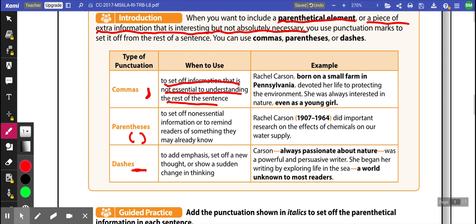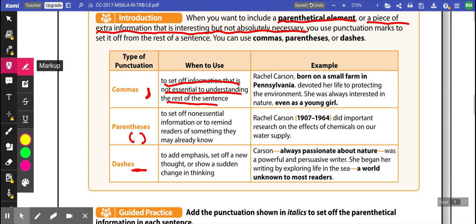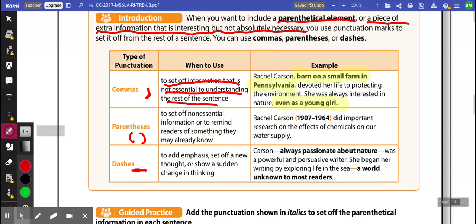We've got over here on the side, I'm going to switch to a highlighter, maybe. Rachel Carson, born on a small farm outside of Pennsylvania, devoted her life to protecting the environment. She was always interested in nature, even as a young girl. Now, they added commas to separate the information that we didn't need, that we could cut out, and the sentence would still make sense. Rachel Carson devoted her life to protecting the environment. She was always interested in nature, and you could even cut out even as a young girl.